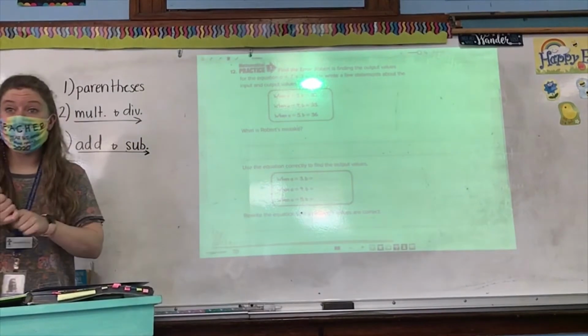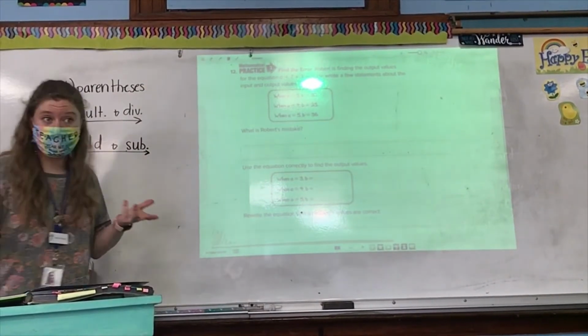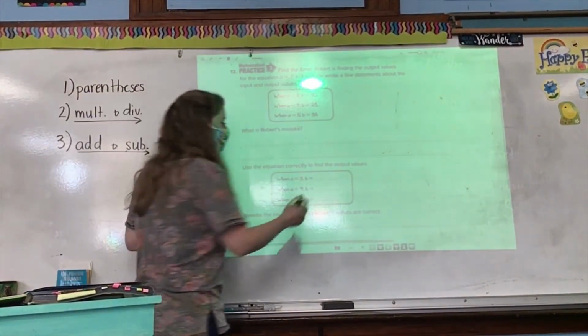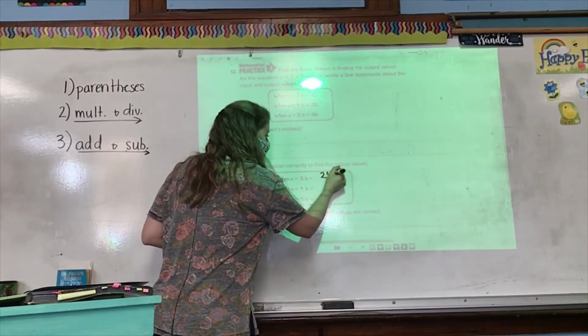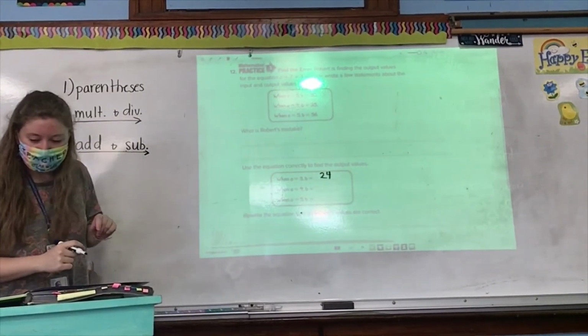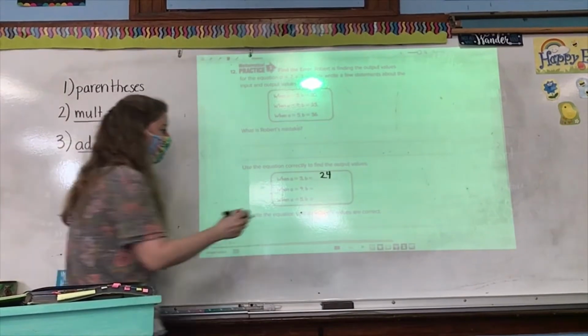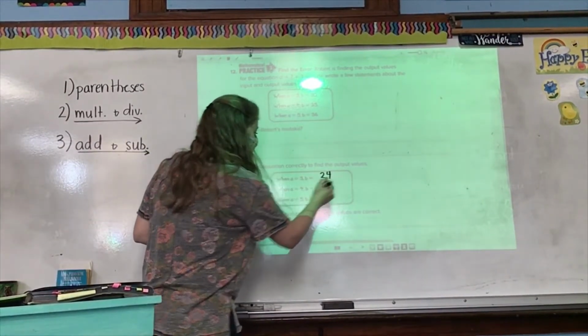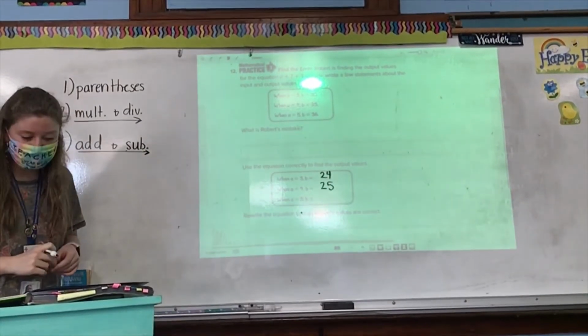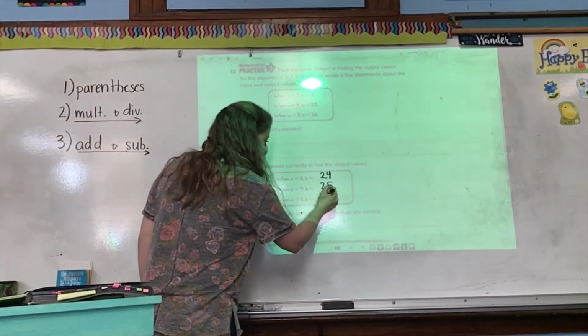But when you guys worked these equations out, you figured out that when a equals 3, b equals 24. When a equals 4, b equals 25. And when a equals 5, b equals 26.